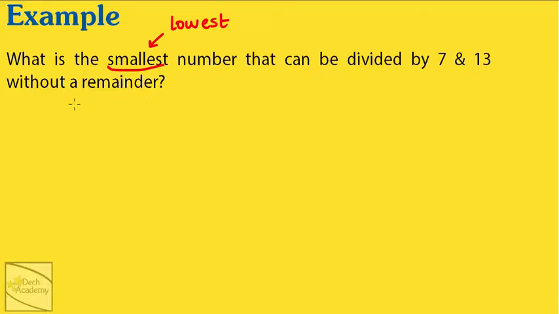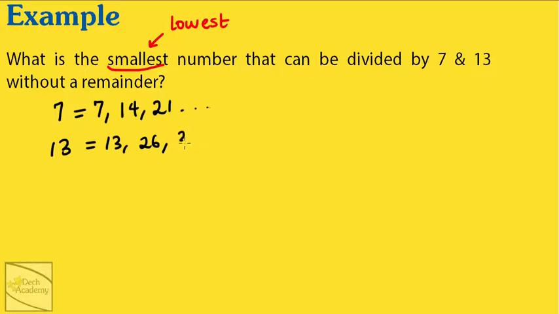Now, if, for instance, let's use 7 and 13. Now, what are multiples of 7? Well, we have 7, which is 7 times 1. We have 14. We have 7 times 3, which is 21, and so on. For 13, multiples of 13 are 13, 26, 39, and so on.